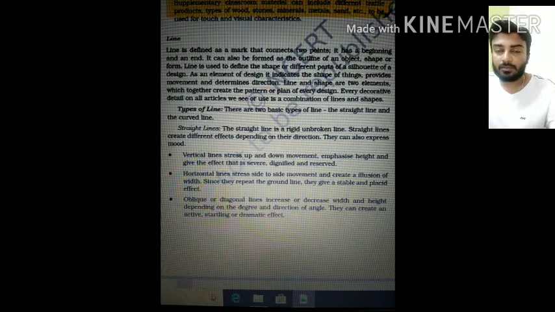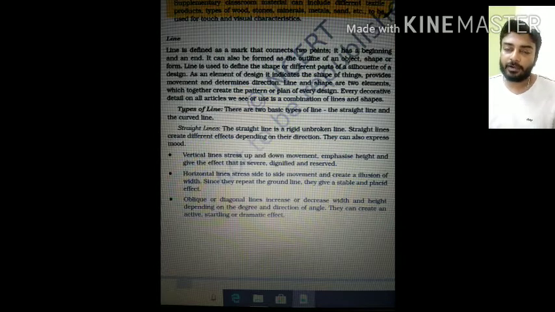So, types of lines. There are two basic types of line, the straight line and the curved line. A straight line is a rigid unbroken line. Straight lines create different effects depending on their direction. They can also express mood. So what are the different straight lines? Number one is the vertical lines, which stress upward and downward movement, emphasize height and give the effect that is severe, dignified and reserved.